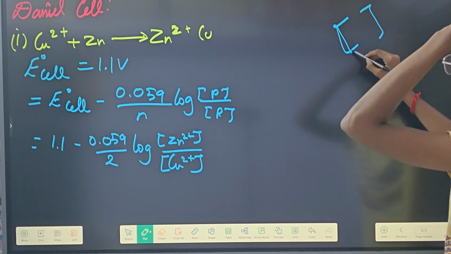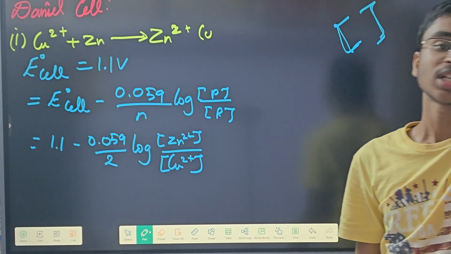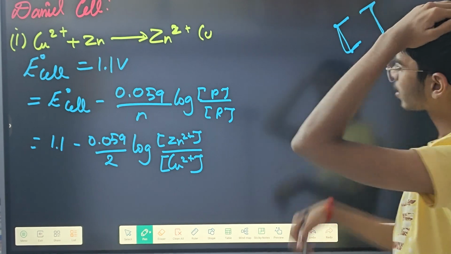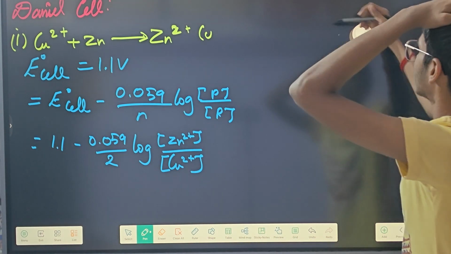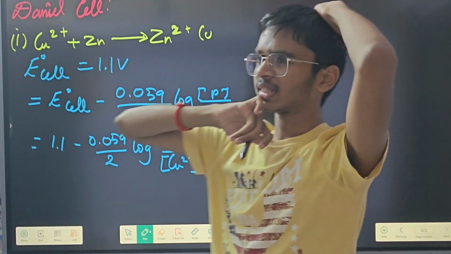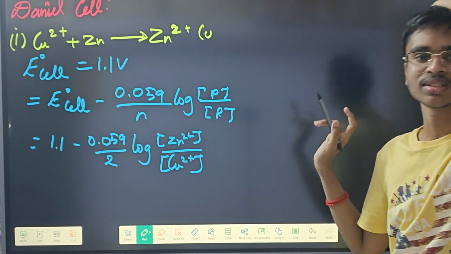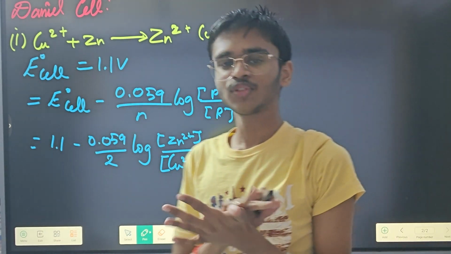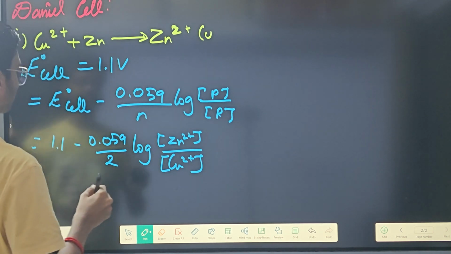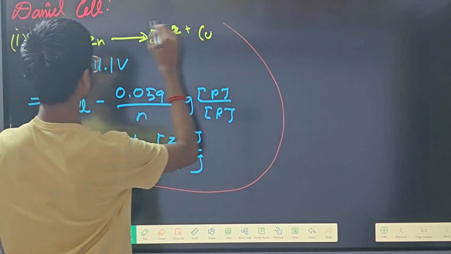One thing to note: the square bracket represents concentration. That is the only thing you have to remember. From 10th standard we have been using the square bracket to represent concentration. If you know it from the very beginning, then very good, keep it.